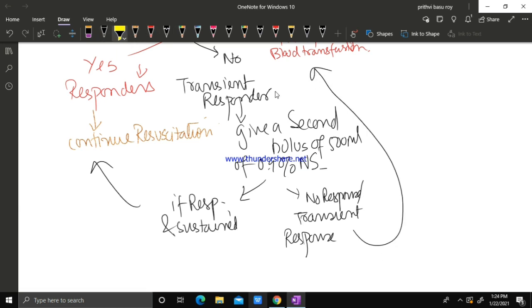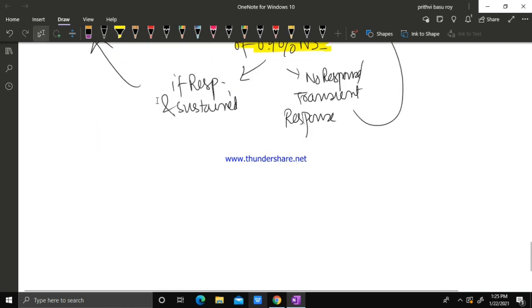Now this is the part where viva is asked. This is the part where MCQs are given. This is the part which confuses people more and more. Why? Because transient responder is something people don't understand. This was about damage control resuscitation short note. This theory is the dynamic fluid response theory.